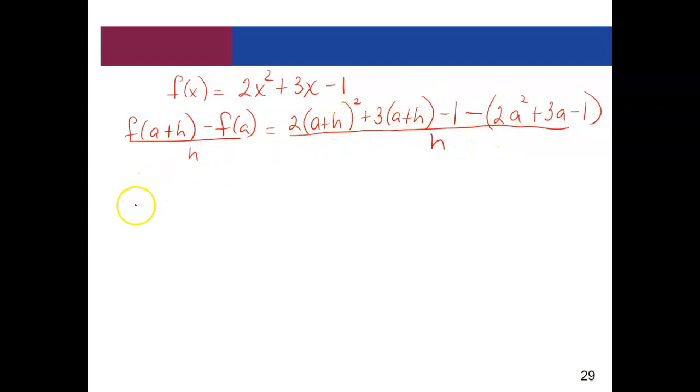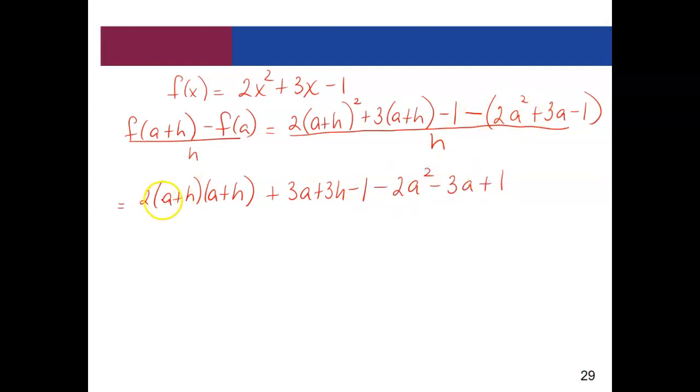Okay, when we simplify here, I'm going to repeat the same process that I did before, simply because it's on the other screen and I want to have it all here together. Here I'm going to distribute the negative through. We'll FOIL this out, and this is all over h.